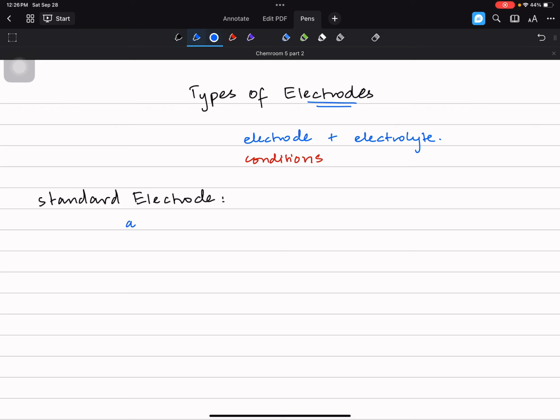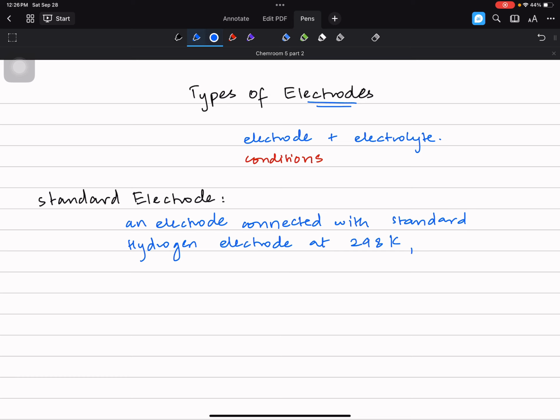Basically, a standard electrode is an electrode which is connected with standard hydrogen electrode, also known as the SHE. It is connected with standard hydrogen electrode at 298 Kelvin, 1 atmosphere pressure of the gases, and 1.00 mole per dm cube concentration.